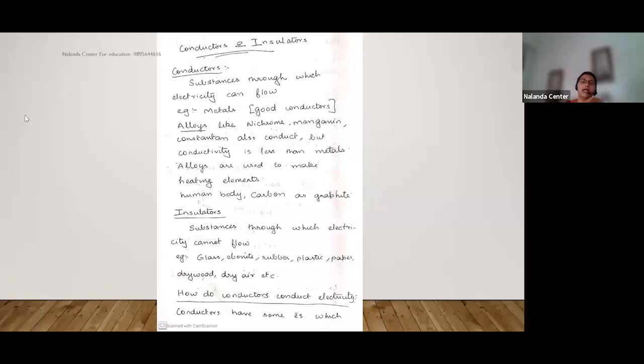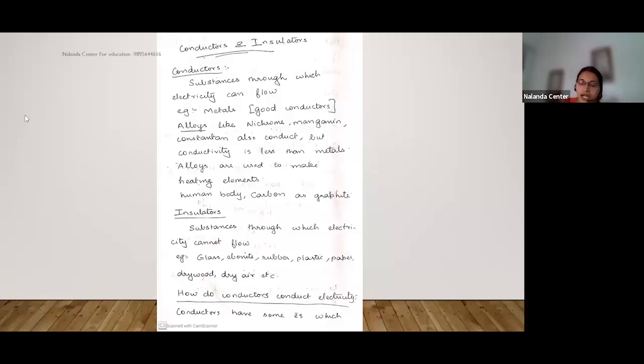Or like pure water does not conduct electricity. Dry air does not conduct electricity. But if you take pipe water, that is corporation pipe water, that contains a lot of ions and elements in it, that is a very good conductor of electricity. Humid air, we can't say it is a good conductor of electricity, but it does conduct electricity. Okay, substances which do not allow electricity to flow through it are known as insulators.